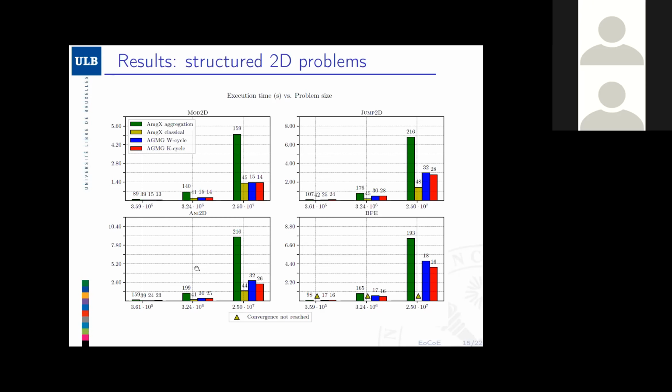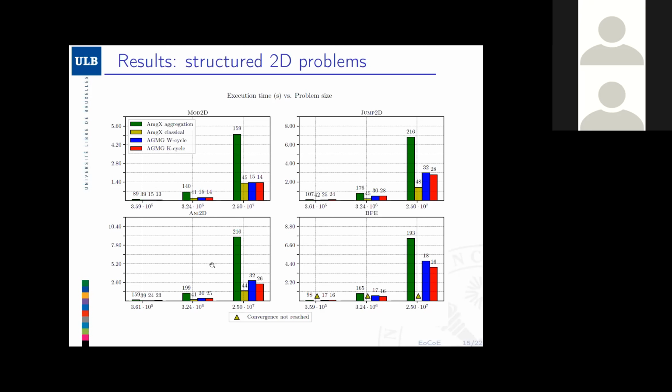In this first slide, we have structured 2D problems. The first one is a problem with constant coefficients. Here we have a problem with some discontinuities, and then we have some problems with anisotropies, and the last one is a problem with anisotropies, but discretized by the bilinear finite element method.